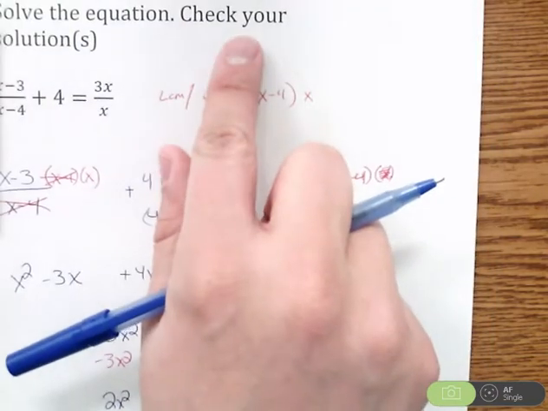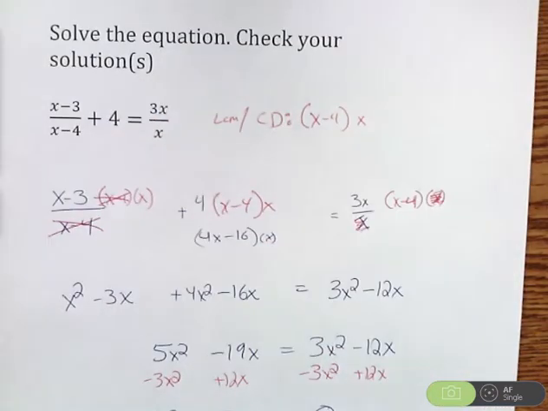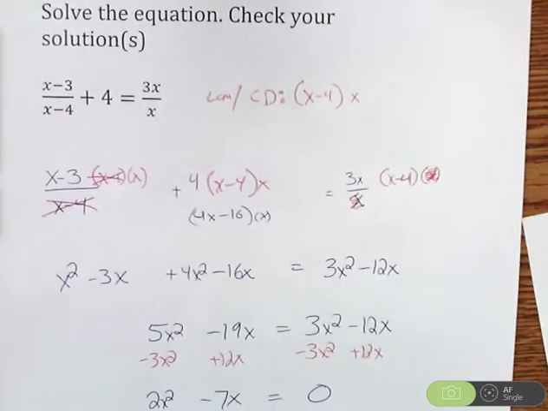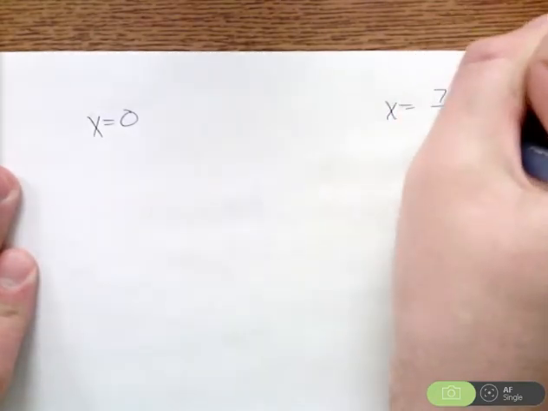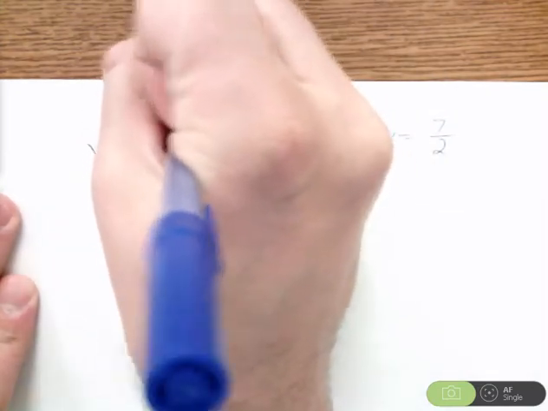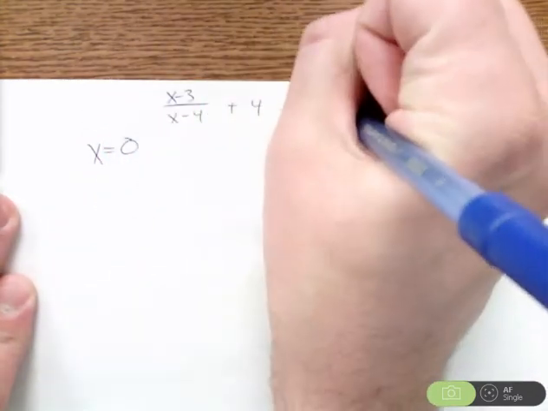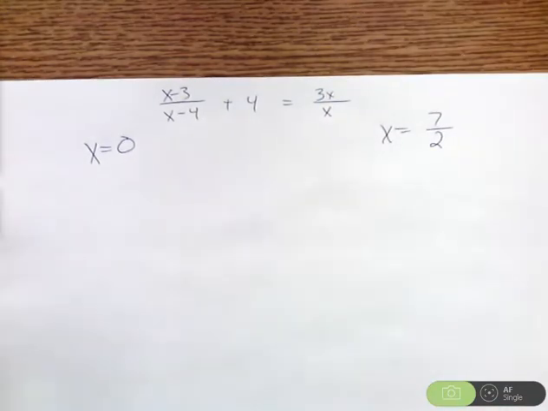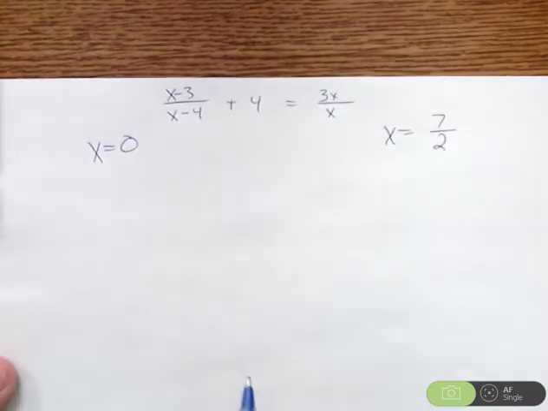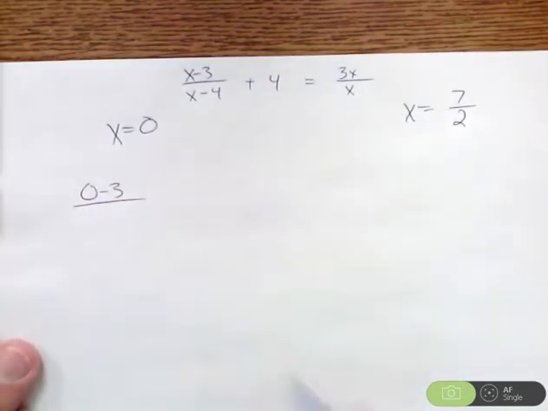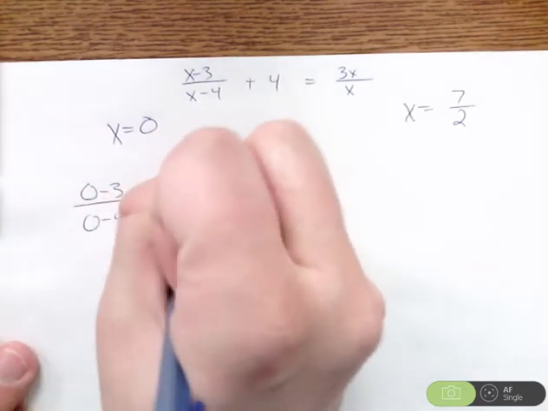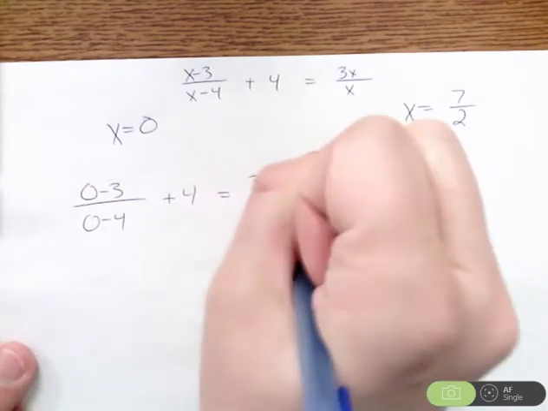What we have to do, again, is check our solutions. So I'm going to show you how to do that. I've got to check when x equals 0, see if that works, and x equals 7 over 2, and see if that works. Now remember, our original equation is (x minus 3) divided by (x plus 4) equals 3x divided by x. So if I plug in 0, I'm going to have (0 minus 3) over (0 plus 4) equals 3 times 0 over 0.